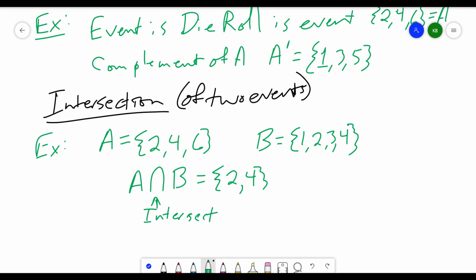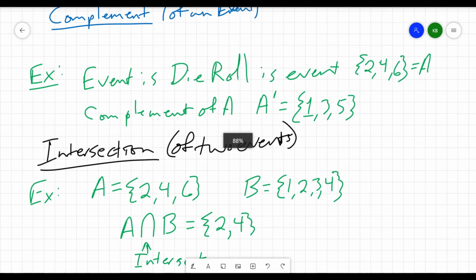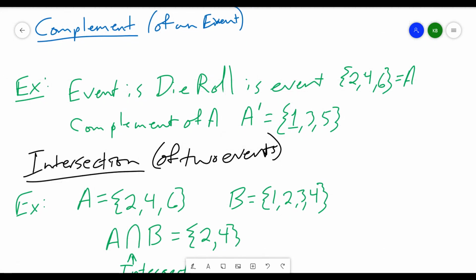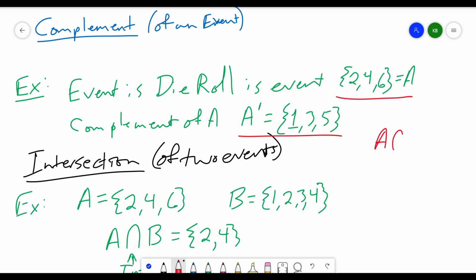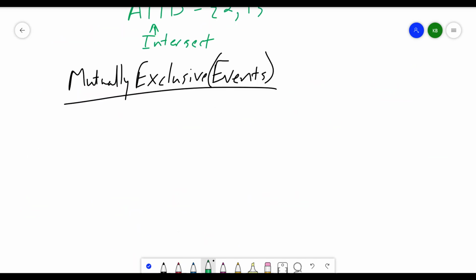Now notice that when we were talking about the complement, A and its complement are never going to have an intersection. So A intersect A prime is always the empty set. In fact, we say that two events are mutually exclusive. We use that word when they can't happen at the same time, so they don't share any elements at all.